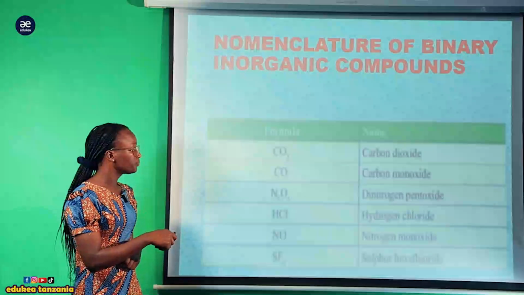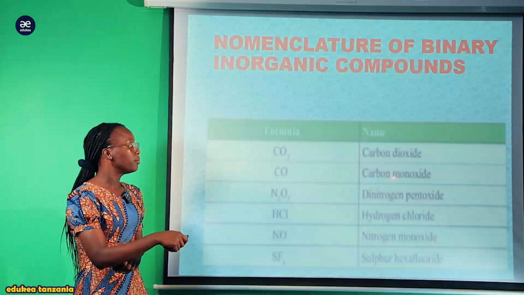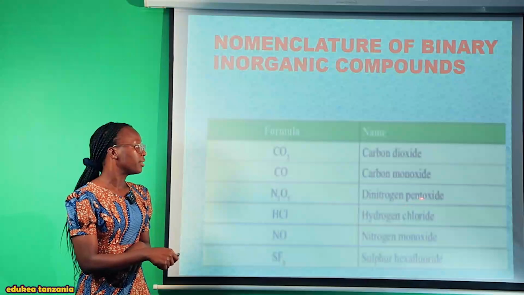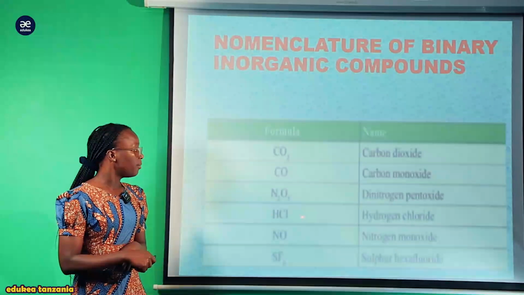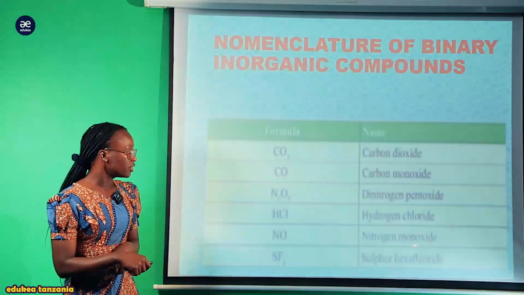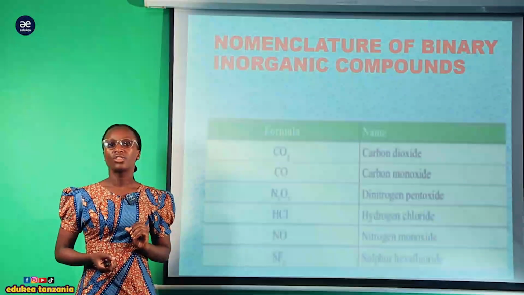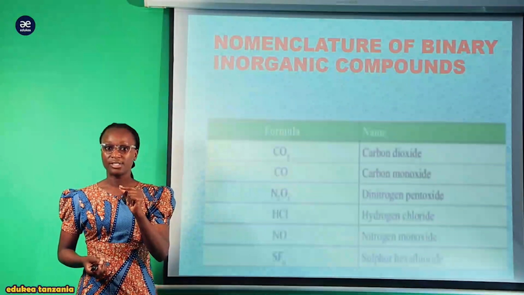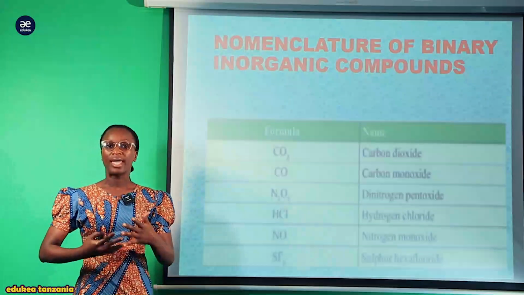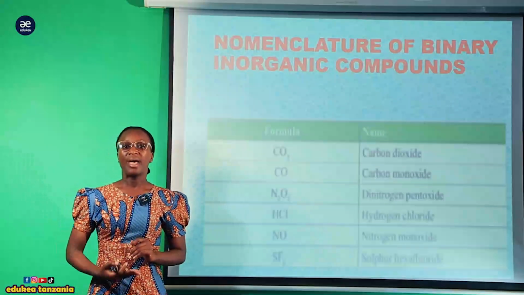The same apply to this one, carbon monoxide. It will be this one formula, it will be carbon monoxide. This formula we are going to be dinitrogen pentaoxide. This formula we are going to have hydrogen chloride, and this one we are going to have nitrogen monoxide, and so forth. So my students, the very important things is considering those prefixes and the suffixes during naming your element. That is all about the nomenclature of covalent binary compounds.